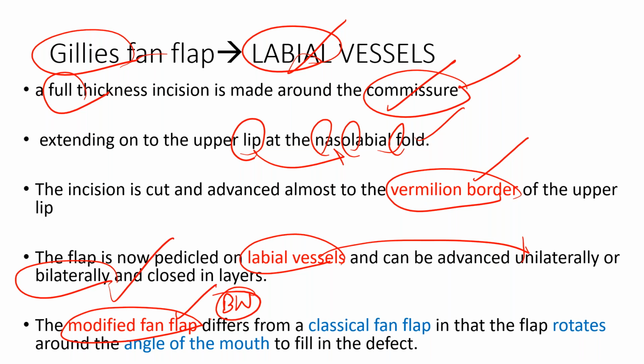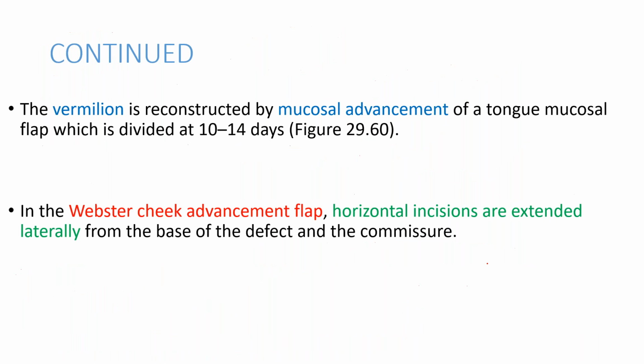So Bernard Webster is a modified fan flap, the classical fan flap, and it rotates around the angle of the mouth. So Bernard Webster fan flap rotates around the angle of the mouth. So vermilion is reconstructed by mucosal advancement and divided after 14 days.